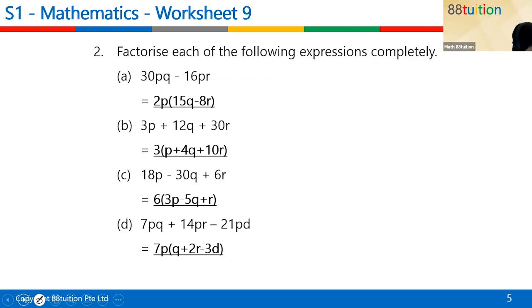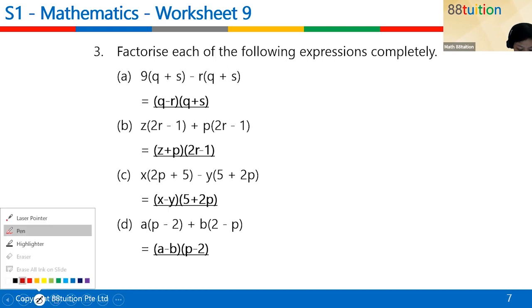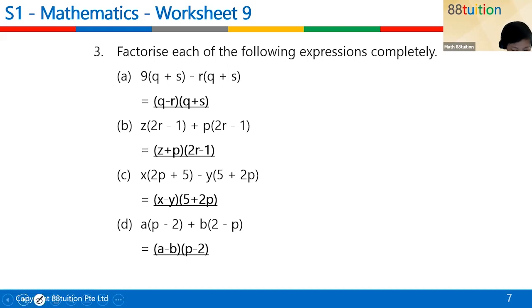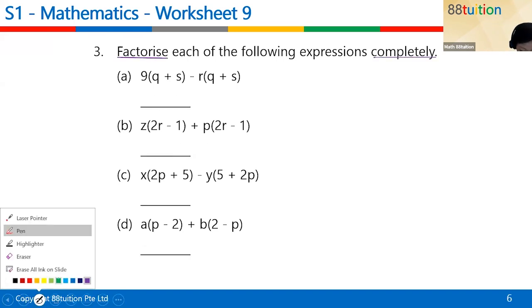Okay, 3P minus 5Q. Next question. You see, you have this expression. What is the common thing that you can spot here? What are the characteristics of this? Do you realize something? You are supposed to, number 1, factorize, and it must be complete. It cannot be that you leave it there without factorizing.